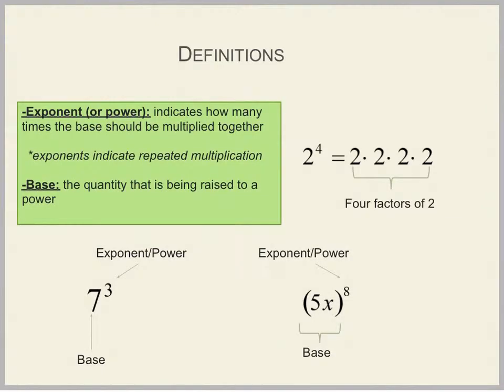In this module, we will be exploring exponents and the rules of exponents. There's two terms that are key to exponents: the exponent or the power itself, and the base. The base is the quantity that is being raised to the power or exponent. So 2 to the 4th is 4 factors of 2, or 2 multiplied 4 times. Note, sometimes our base is a larger expression like 5x.